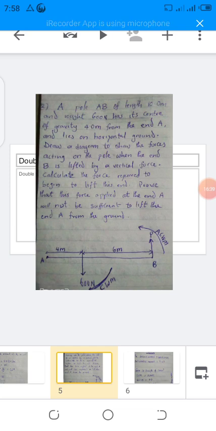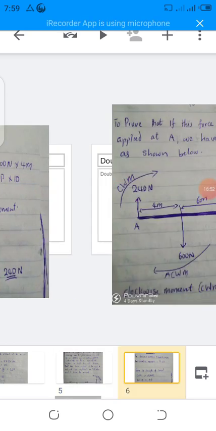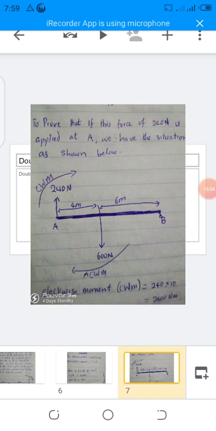This 240 Newton we just got, if you apply that same amount of force at point A, is it going to be sufficient to lift the wood up? Let us go and find out. Now to prove that, if this force of 240 Newton is applied at A, we have the situation as shown below. The force you apply at A is now 240 and it will be lifting the object upward.